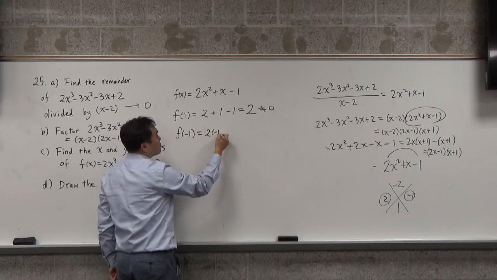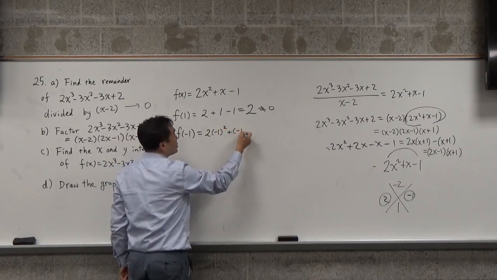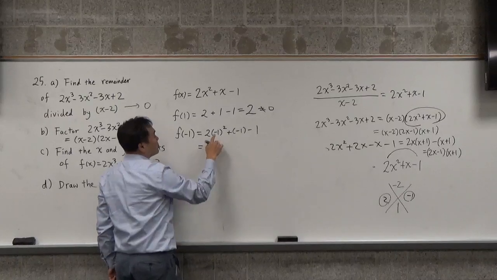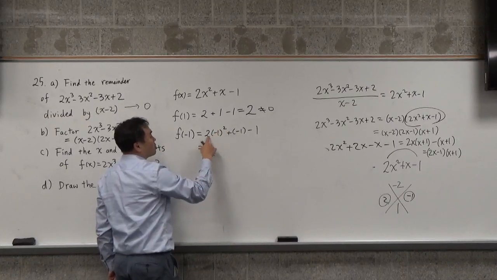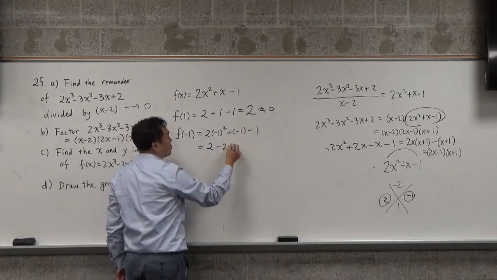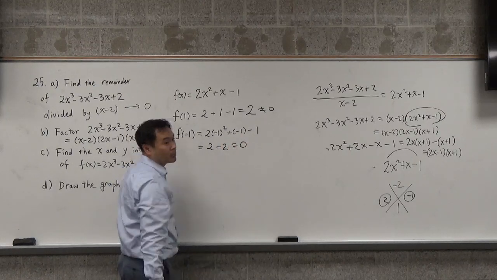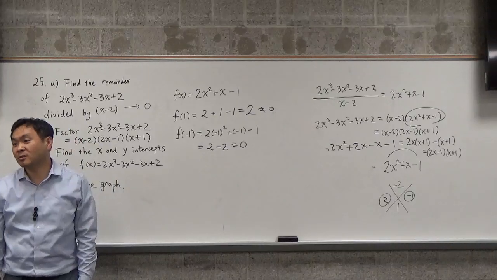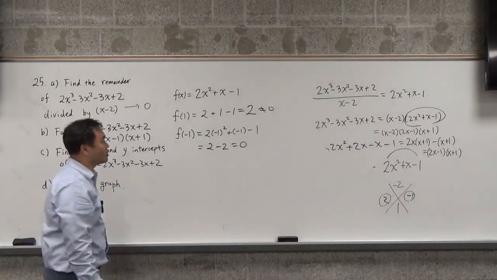2 times -1 squared plus -1 minus 1. -1 squared is +1, so it's 2. Then -1, -1, that's minus 2. So that's going to be 0, right? Oh, that's great. Now we can apply something.